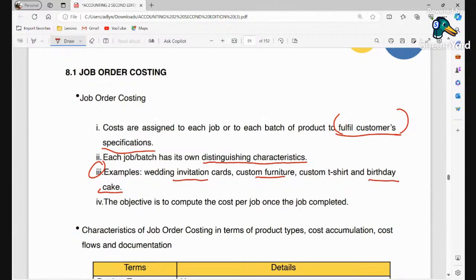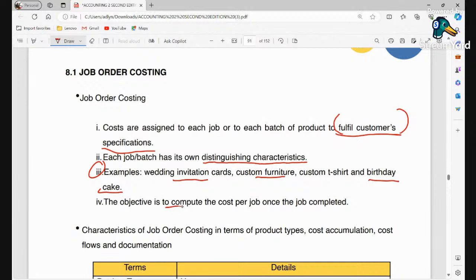Tapi this is the one that kita tempah sendiri according to our special requirements. Wedding invitation pun is one of the contoh, and kita memang tahu wedding invitation tu is a custom order, sebab kita berkahwin dengan orang yang spesifik, bukannya satu kad kahwin semua orang boleh guna, isn't it? So wedding invitation cards is a special, custom made product. The objective for job order costing is to compute the cost.